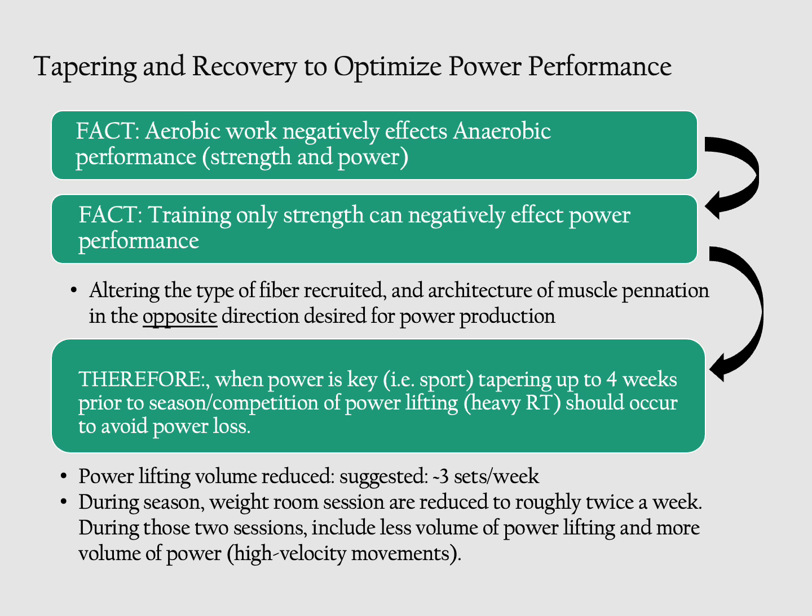In order to be powerful, you must train for power. You must include high velocity movements to effectively influence power performance. If you only train for strength and do not include a high velocity component, it's altering the type of fiber recruited and the architecture of the muscle, the pennation, in the opposite direction desired for power production. Therefore, when power is key in any sport, we must think about tapering our programming.